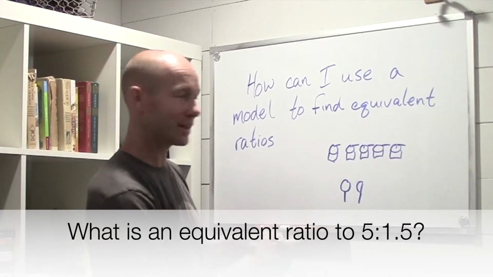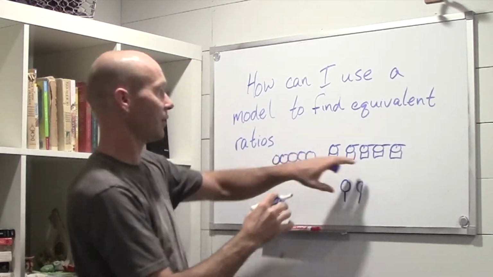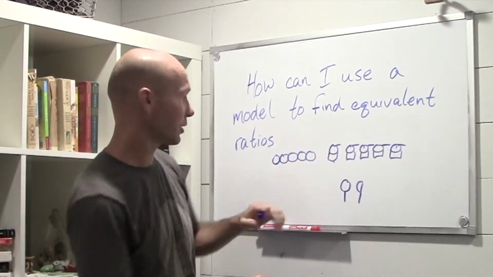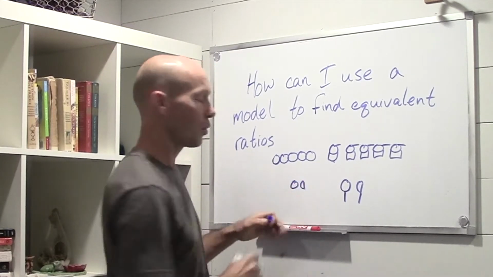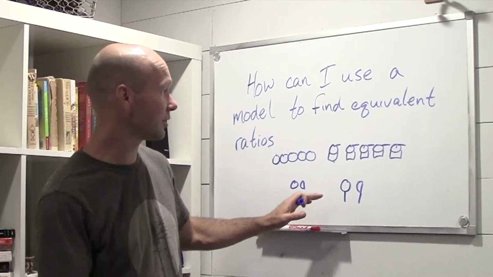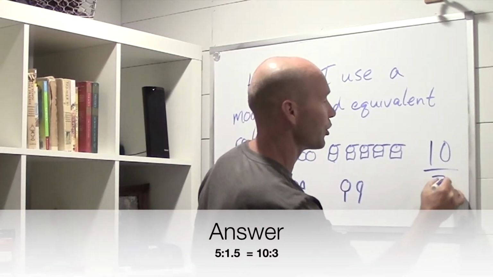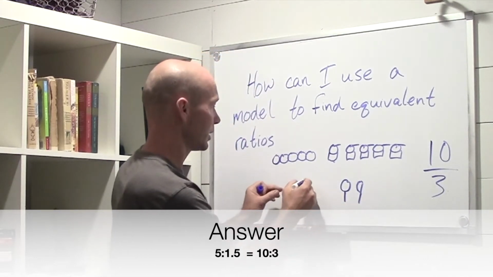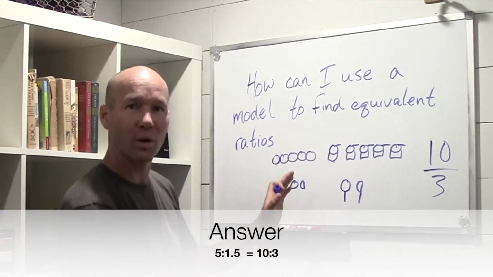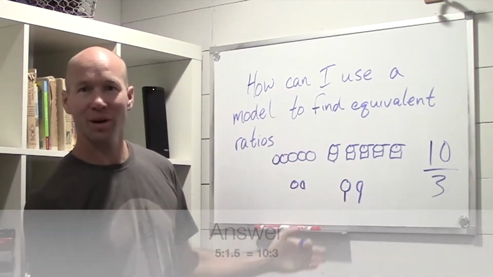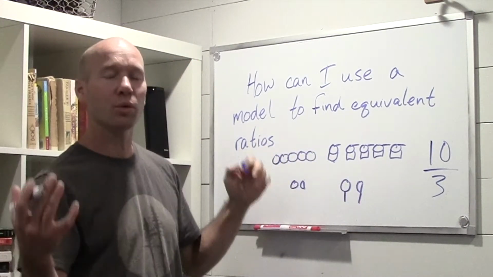Well, let's just add that again. So if I did 5 cups of flour, and I had another 1.5 tablespoons of yeast. In total, now I have 10 cups of flour to 3, because 1, 2, and then a half plus a half is 3. 10 to 3 is equivalent to 5 to 1.5. They are equivalent ratios. So we've got a model, we've drawn this out to show equivalent ratios.